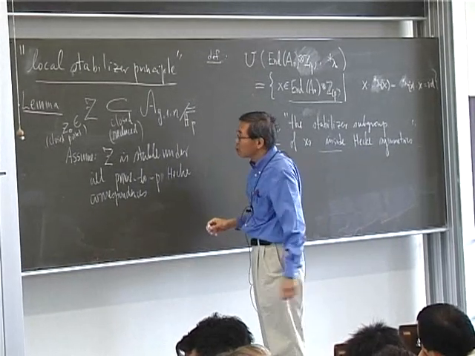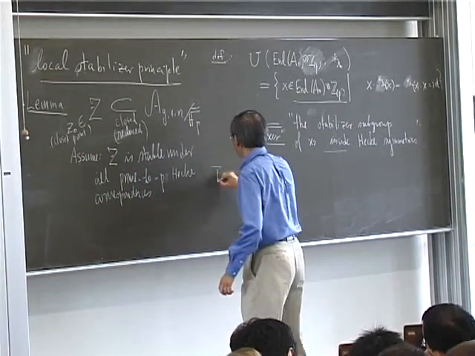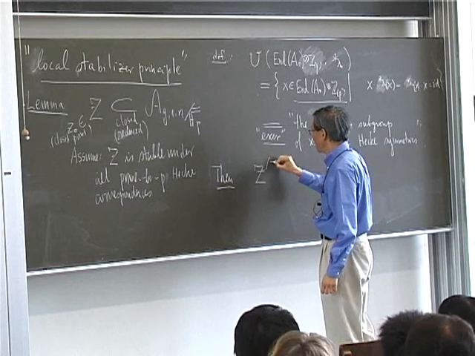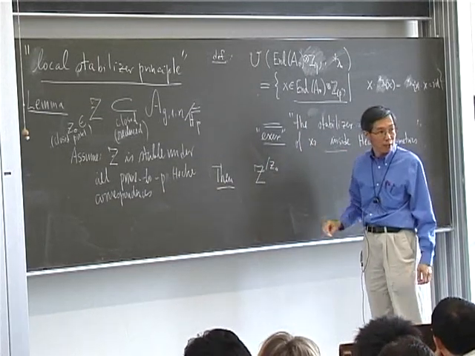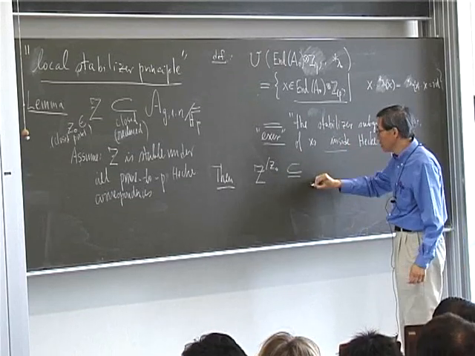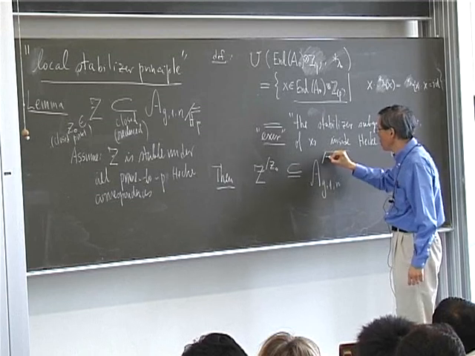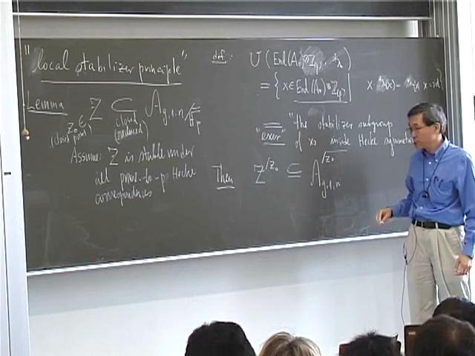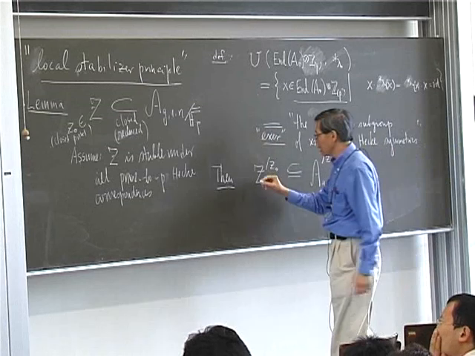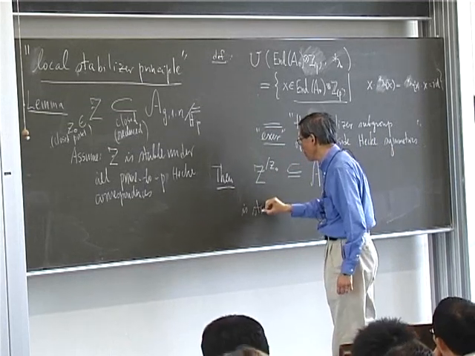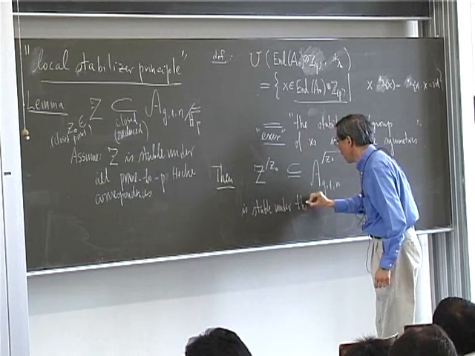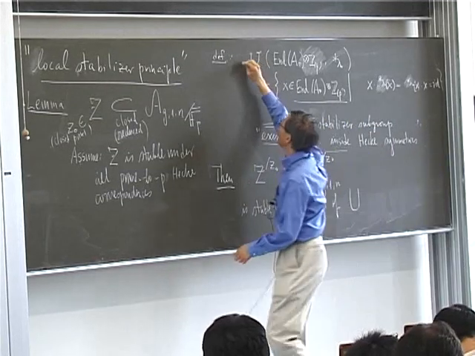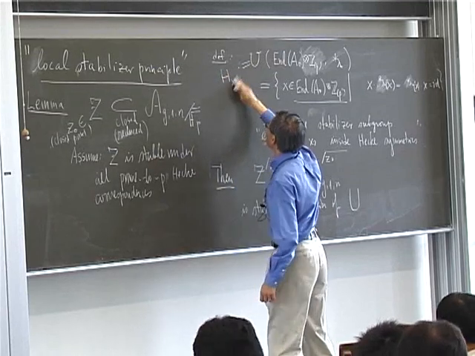And the local stabilizer principle, the lemma, says that then Z localized or completed at Z0, so I remind you what this is, this is a formal subscheme of this smooth formal scheme, which is the formal spectrum of a power series ring. Okay. So the conclusion is that this is stable under the action of U, I'll give it a name, H sub Z0.